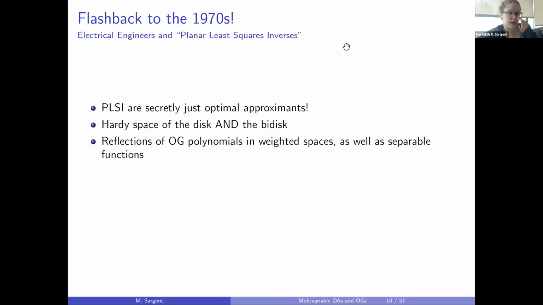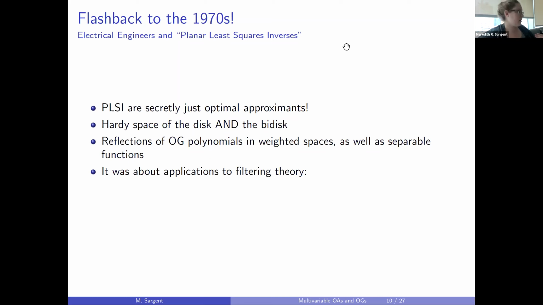And one of the things they were looking at is these reflections of orthogonal polynomials in these weighted spaces, as well as separable functions. And this is pretty similar to a Pacific Journal of Math paper from 2015 with Manitoba, Condori, Liao, Secco, and Sola. They looked at a lot of this stuff for the Dirichlet-type spaces. And the reason the engineers cared is because this was about applications to filtering theory.